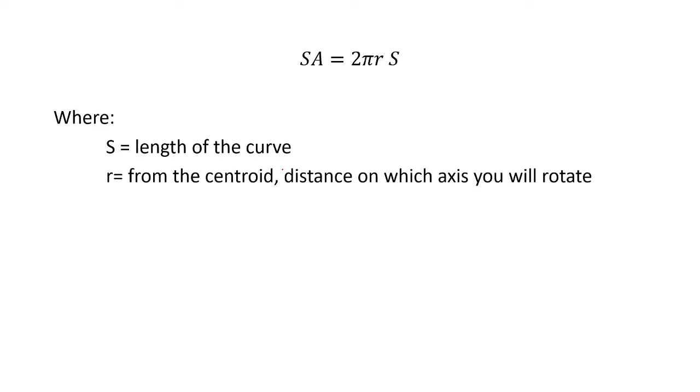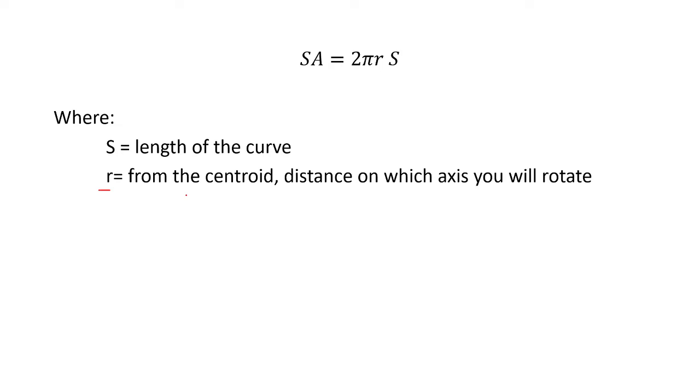So let's talk about the surface area first. Surface area for the Pappus theorem, the formula would be surface area is equal to 2 pi r times the length of the arc. So S is the length of the curve, okay? And R is the distance from the centroid to the axis on which you will rotate.